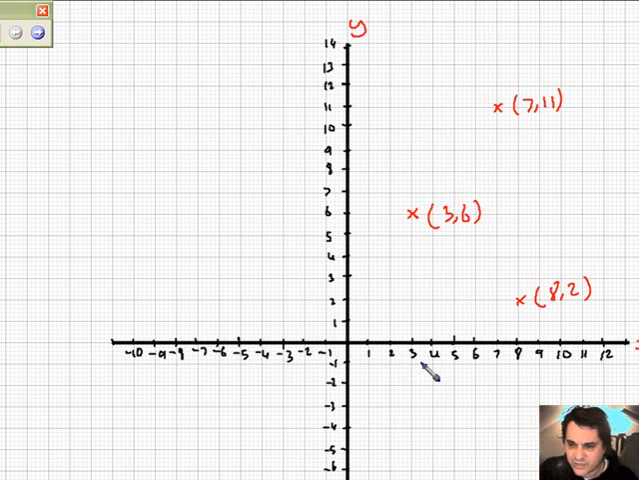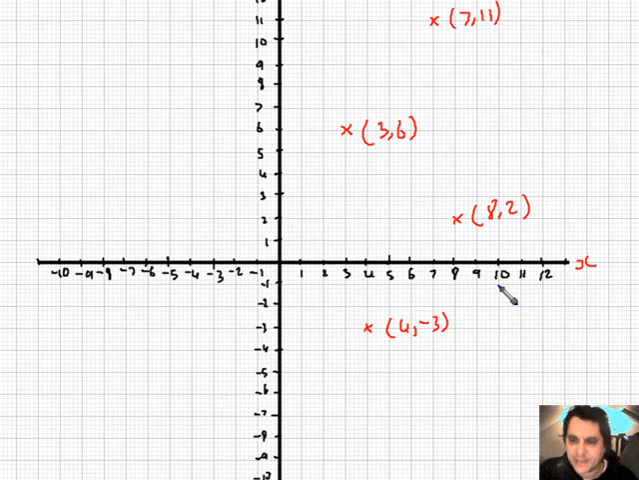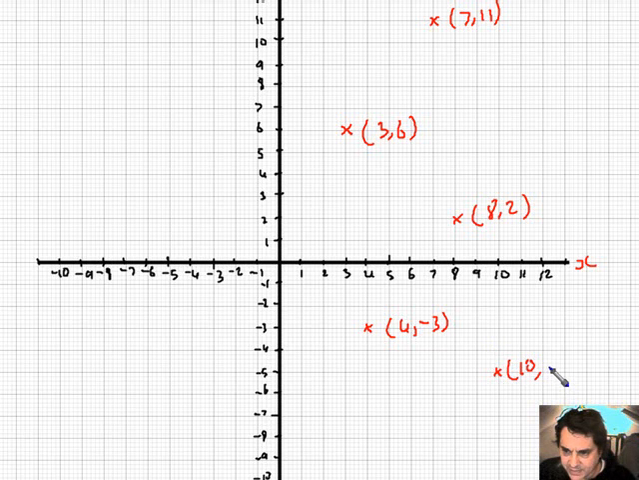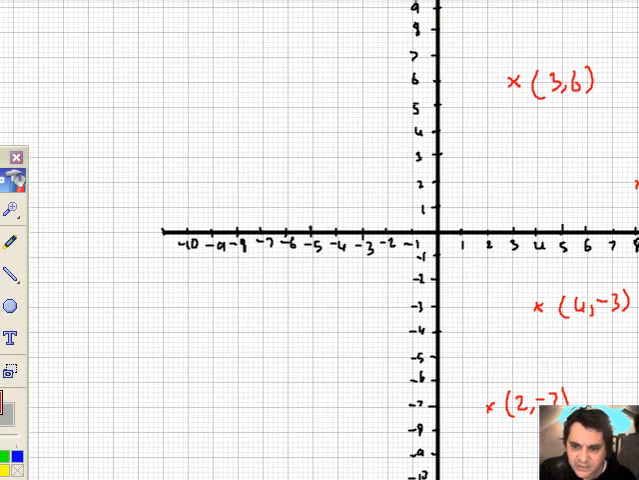Here, working this quadrant, this will be the point 4, minus 3. So we have 4 along the x, minus 3, which is down the y-axis. This will be 10, minus 5. I went 10 along the x, and I went 5 down the y-axis. Do one more, pick that one there. That'll be 2 across, minus 7 down. That's called 2, minus 7.